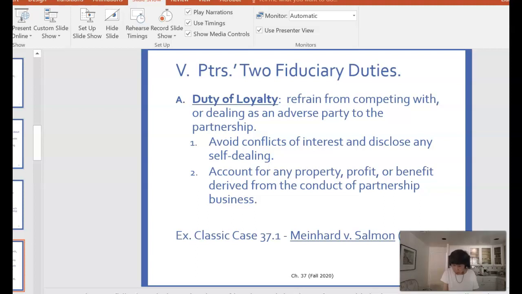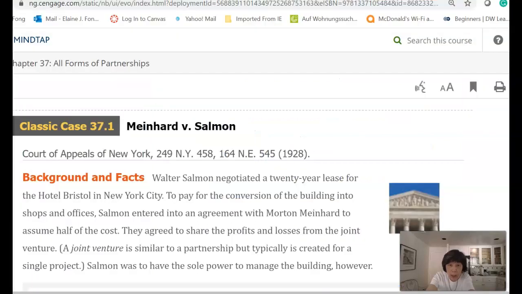Now, we're going to take a look at a case, and I'm trying to get my notes up here so that I can talk about it a little more intelligently with you. All right, we're going to look at this case, Meinhard versus Salmon, and I did want to go out to it in your textbook. I think I can manage that quickly enough. There we go. All right, so this is it in your textbook. And let me see if I can scroll down here a bit.